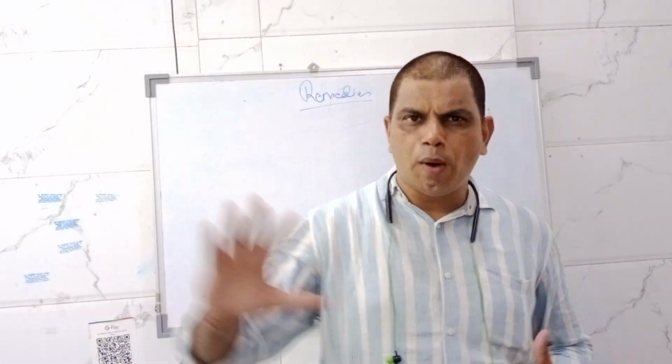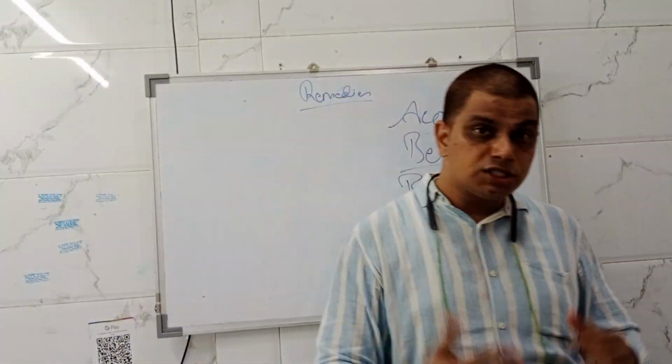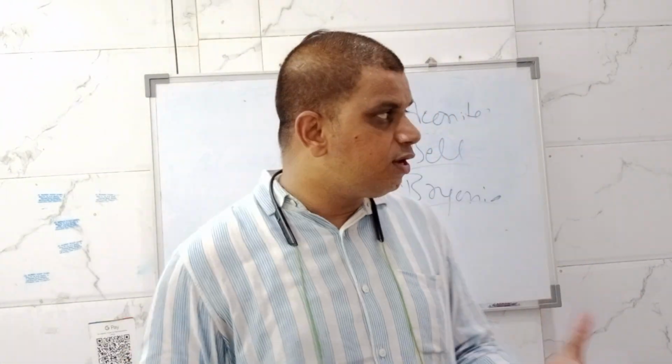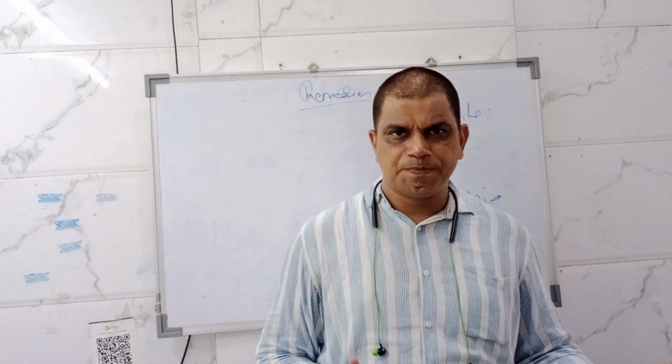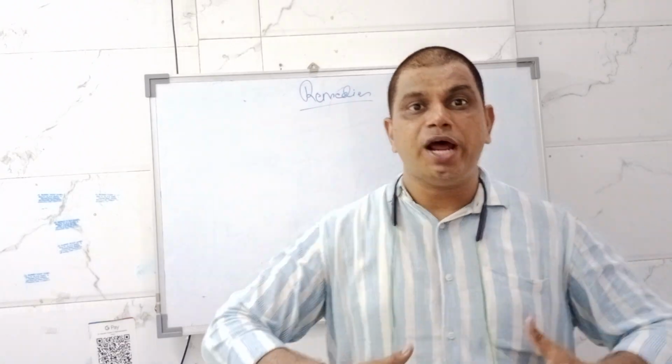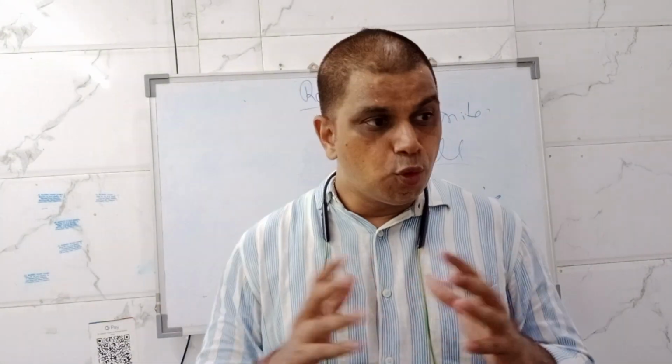Bryonia quite wants to remain, does not want to be disturbed. There's a lot of dryness, thirst. Thirst is another component in fever, especially you should ask. A lot of remedies are thirsty, some are thirstless. Bryonia is one of them, which is very thirsty. Rhus tox can also be thirsty, but that's not important. In Bryonia everything is dry and parched, and motion aggravates.